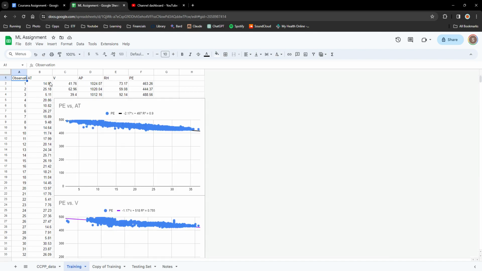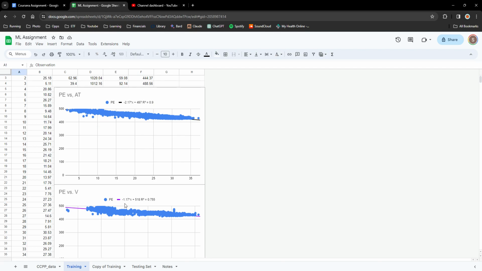And you'll see, looking at output versus temperature, for instance, there appears to be a very strong correlation. This is again a linear plot. You see a coefficient or weight of minus 2.17 and a bias of 497 with an R-square value of 0.9, which seems to suggest that this is a good predictor of the output. We have similar kind of results for V. Again, linear relationship here with a bias and 0.755.